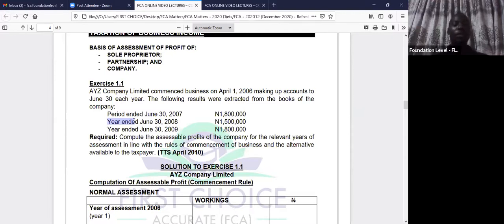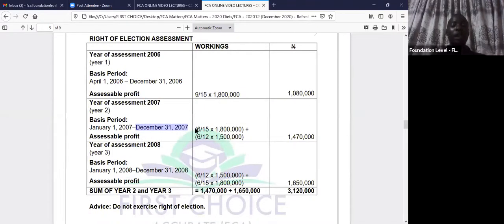Another 6 months. So what does that mean? It means that you are taking 6 months from here, so 6 months out of 15 months here, plus 6 months out of 12 months here. So that's what we did here. 6 months out of 15 plus 6 months out of 12 months. So when you tidy up their figures, it gives you 1,470,000. Okay?